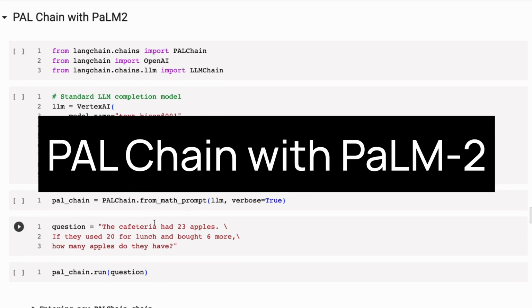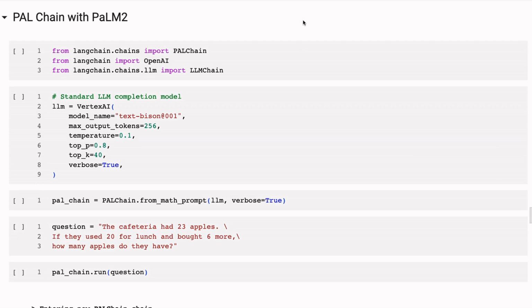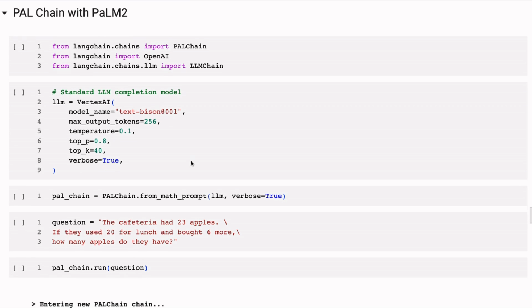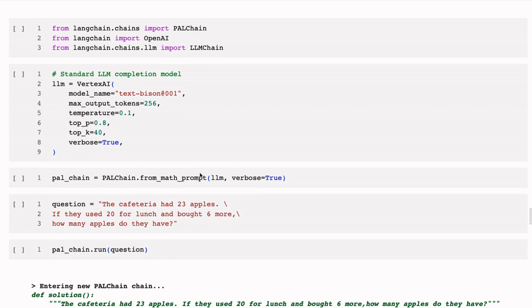All right. The last thing that I wanted to look at with PaLM 2 is the whole idea of using PAL chains. So remember, PAL stands for Program Aided Language Models. And so the idea here is that we're going to use the Vertex AI model. We're using just the standard completion model here. So text-bison-001. We're setting up the PAL chain from a math prompt. So we can just pass in a question like this.